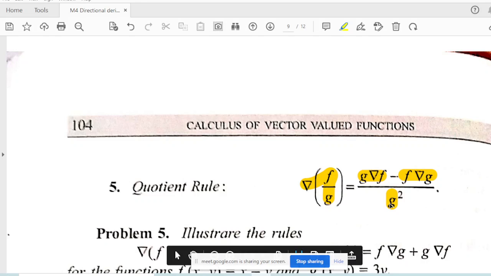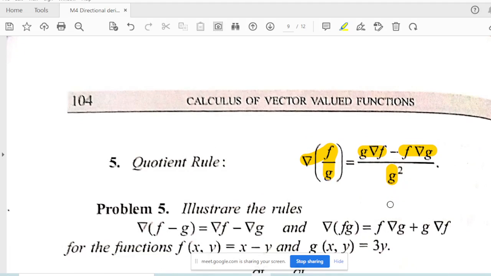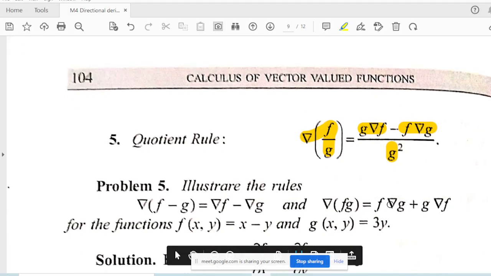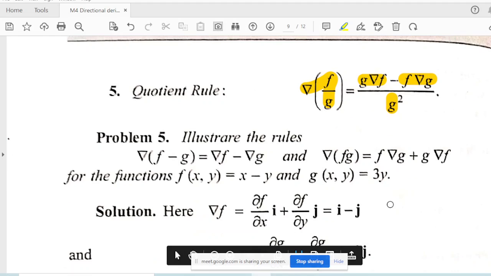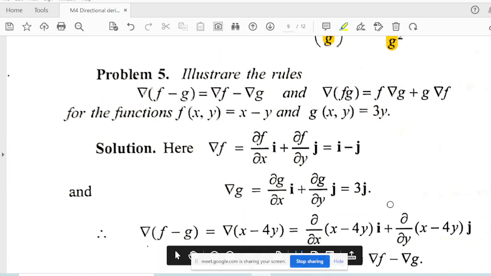So you can see that the rules in ordinary differentiation are the same as the algebraic rules here. We know what ordinary differentiation is: when we are dealing with differentiation of functions of one variable. Here we are dealing with functions of two variables, f of x, y. So in our case, differentiation means partial derivative and gradient, right? In that case, these are the algebraic rules for gradient. Now we have an example.